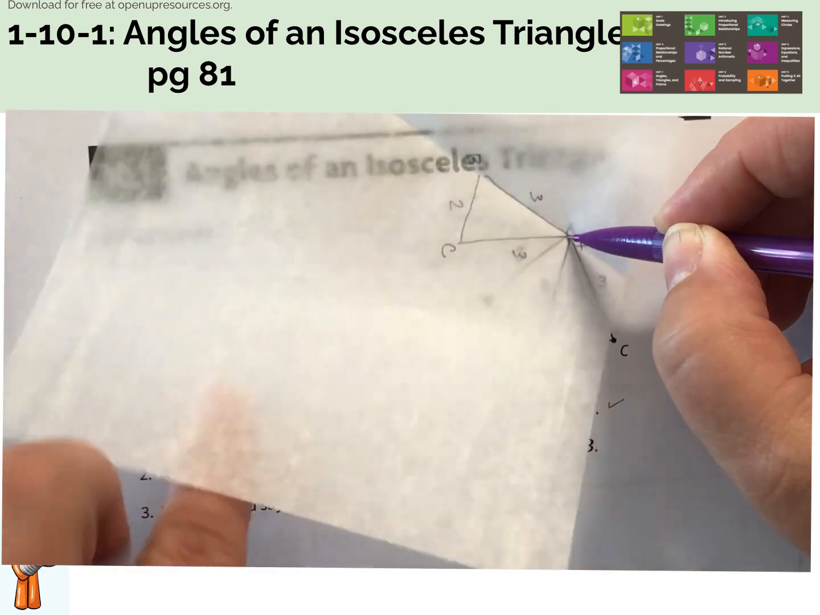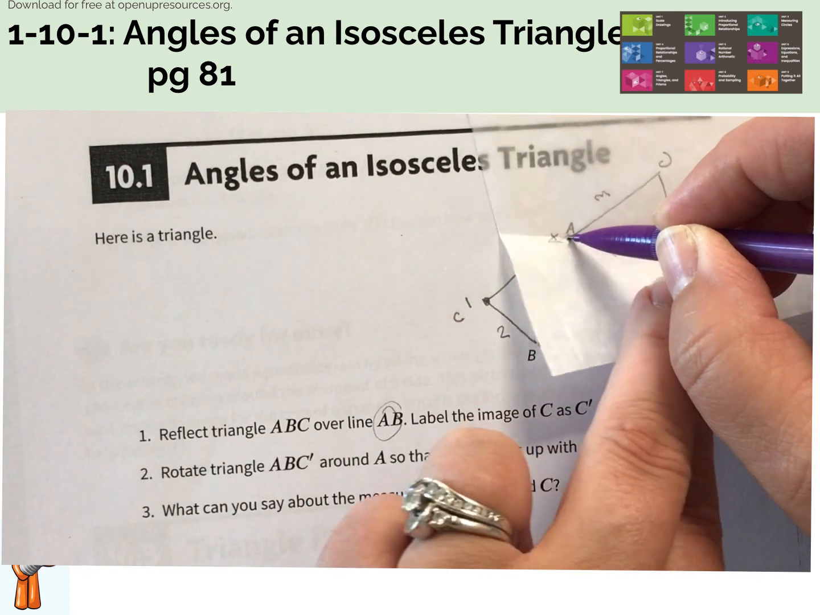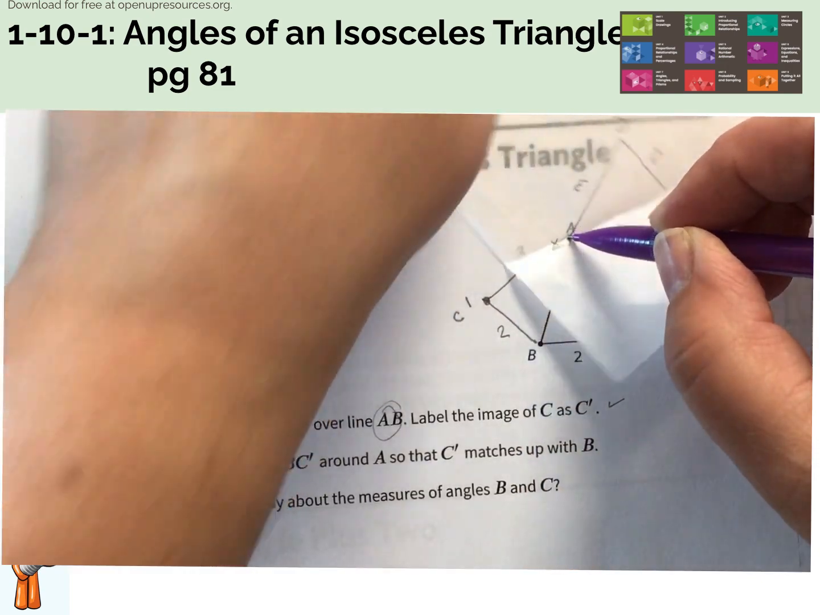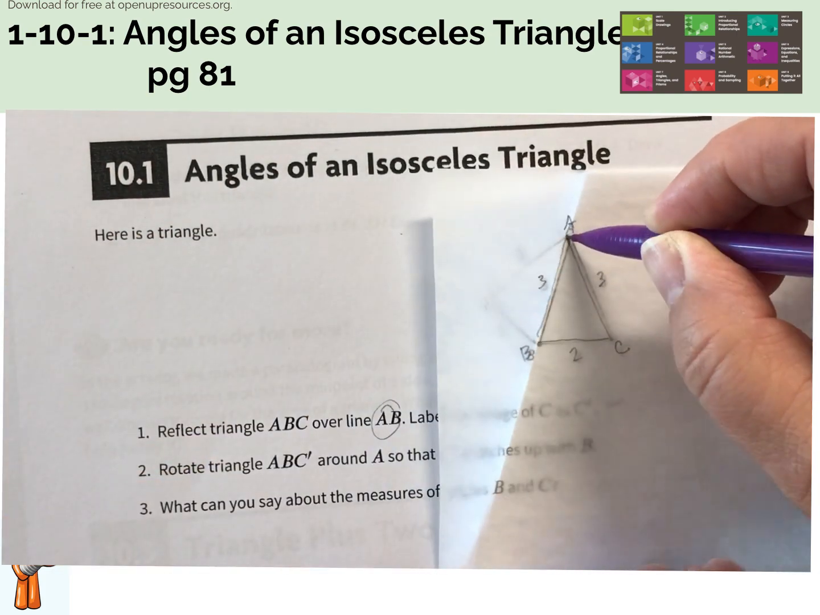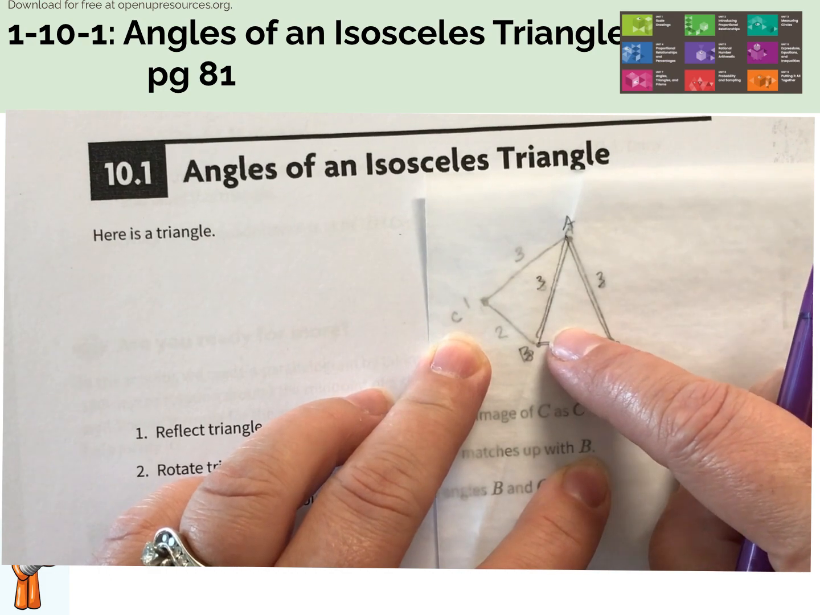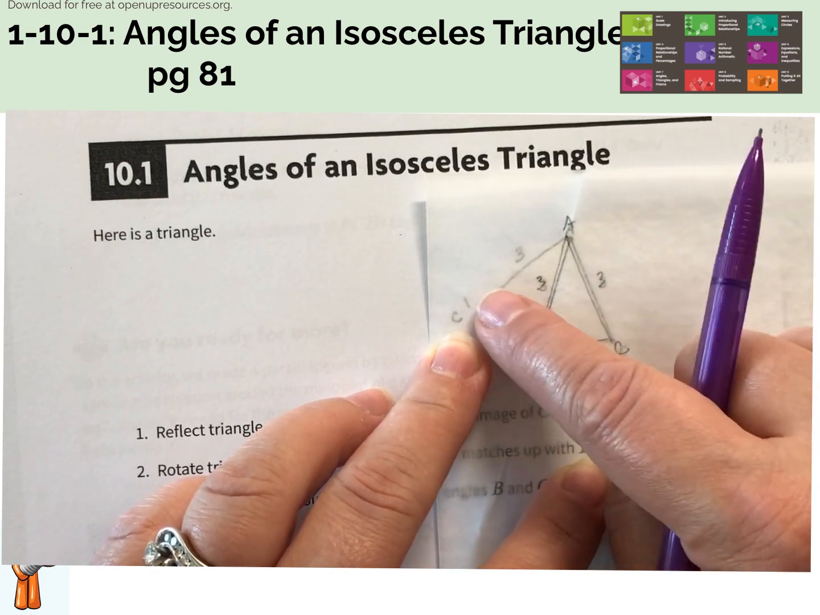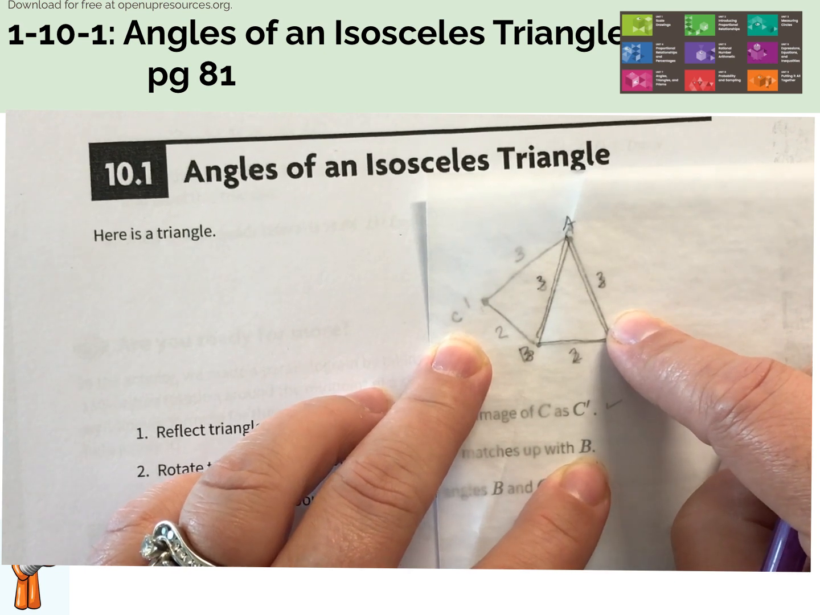I'm going to come and match it up with B. Oh, you know what? It didn't tell us which way. That means we have to do it to the left. Matches up with B. Did that rotation change this triangle? No. Are the sides still the same? Yes. So a rotation doesn't change this triangle.